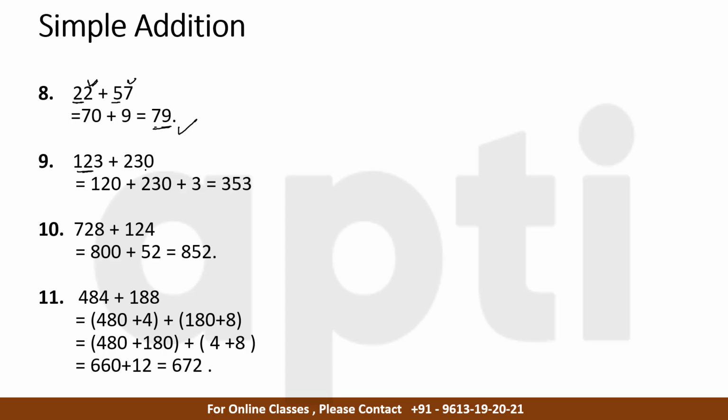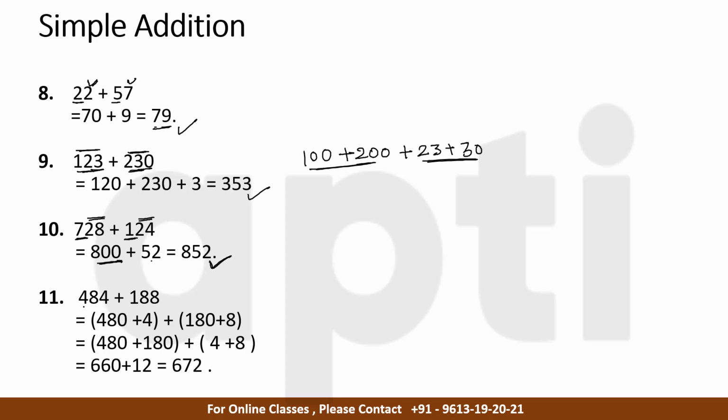So this is 120 and 230. Or you can say 100 plus 200 is 300, now 23 and 30, right? I repeat, 100 plus 200 and 23 plus 30, right? So this is 353, right? Now this is 700 plus 100, this is 800. 28 plus 24 is 52, so this is 852, right?